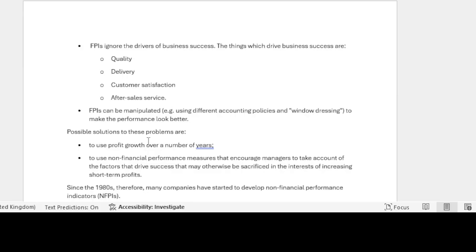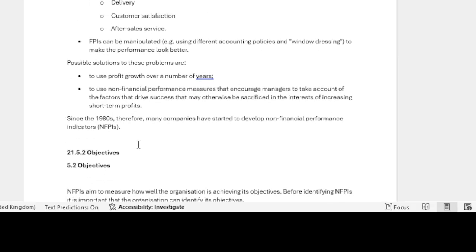So what can we do to solve that particular problem? We can use non-financial performance measures that encourage managers to take account of other factors that will drive the success of the company, other than the ones that have been looked at before in the financial performance indicators.